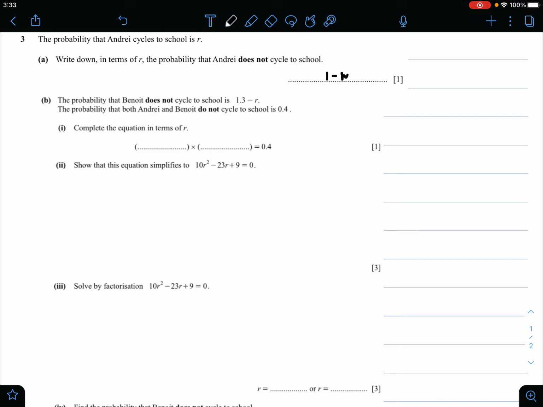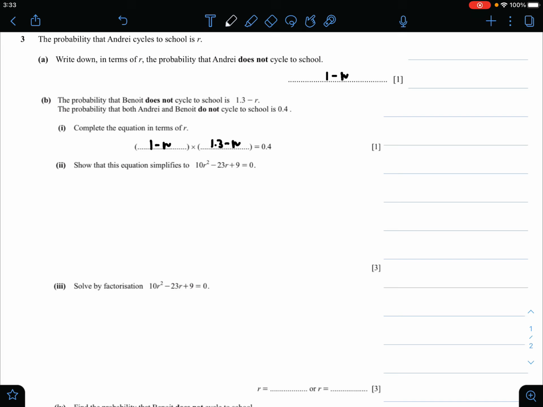Now let's move to part B1. So for part B1, they are telling us that the probability that Benoit does not cycle to school is 1.3 minus R. So the probability that both Andrea and Benoit do not cycle to school is 0.4. So since it's "and", we will multiply both the probabilities that they do not cycle. So the probability that Andrea doesn't cycle is 1 minus R, and the probability that Benoit doesn't cycle is 1.3 minus R.